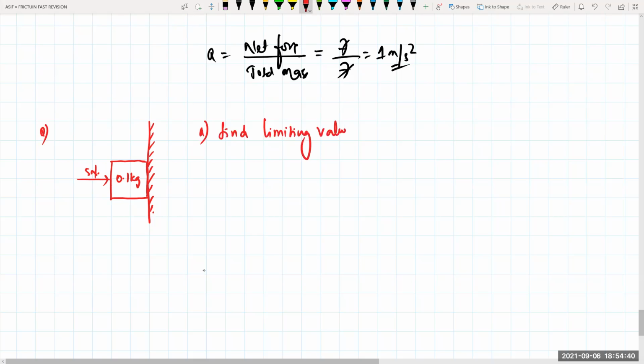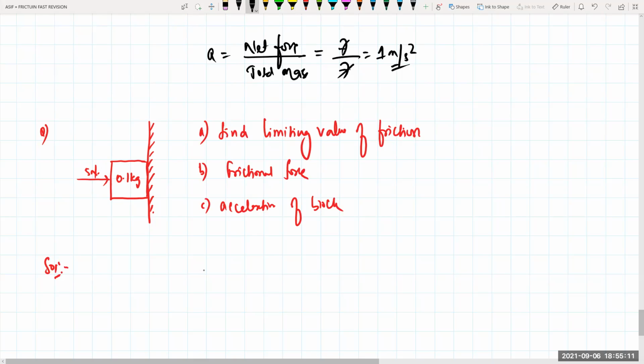Number A: find the limiting value of friction. Limiting value is the static friction. Next one is find the frictional force. And number C is find the acceleration of the block. So try it. What all forces do you write right now? This is very, very important. Just make an FBD clearly, and we'll get the answer.